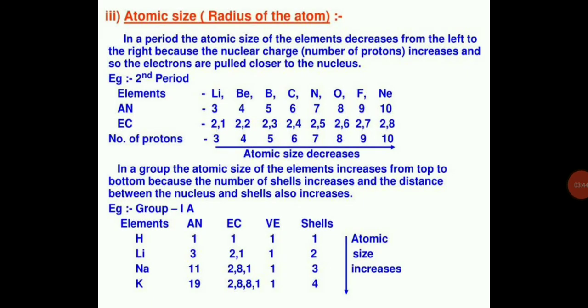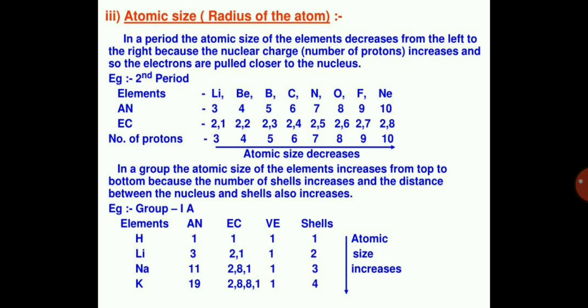See, the next property is atomic size. Atomic size means the radius of the atom. In a period, the atomic size of elements decreases from left to right because the nuclear charge, that is the number of protons, increases, and so the electrons are pulled closer to the nucleus. See the second period. The atomic number is from 3 to 10. The valency is increasing, and the number of protons is 3, 4, 5, 6, 7, 8, 9, 10. So the atomic size is decreasing.